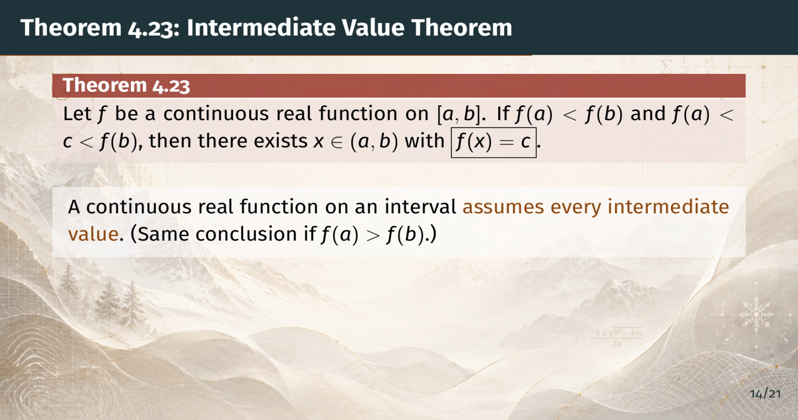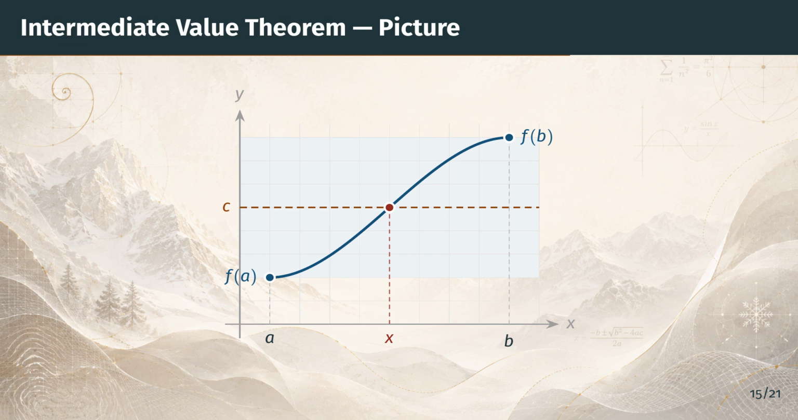Let's see the picture, and then how cheaply this follows from Theorem 4.22. Let's read the diagram. The blue curve is the graph of our continuous function f over the interval from a to b. On the left, it starts at the height f of a, and on the right, it ends at the higher height f of b. The horizontal orange line marks the target level c, chosen somewhere between those two heights.